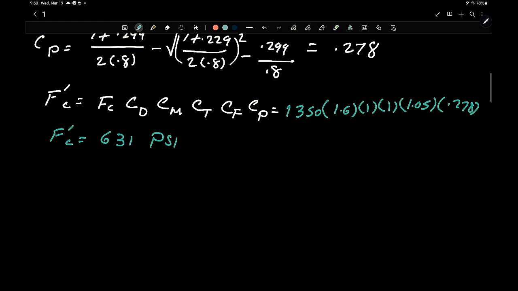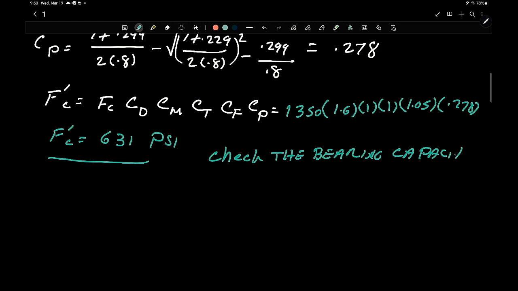And remember, we have to make sure of the bearing. We also got to check the bearing capacity. Which one controls? And that's basically F prime C perpendicular. So we're going to work on this next.